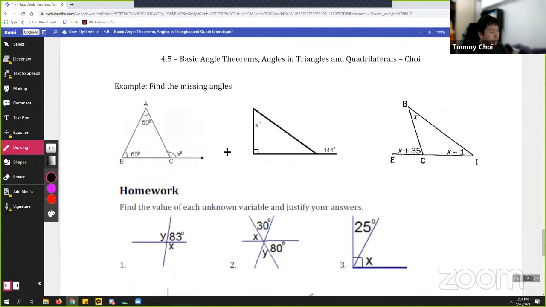So for example, let's go through each one of these. We have to find angle X out here. We're given 50 and 60. And using the exterior angle theorem, we can say, oh, that's easy. 50 plus 60 is equal to X, and we're already done our question. 110 degrees is equal to X.